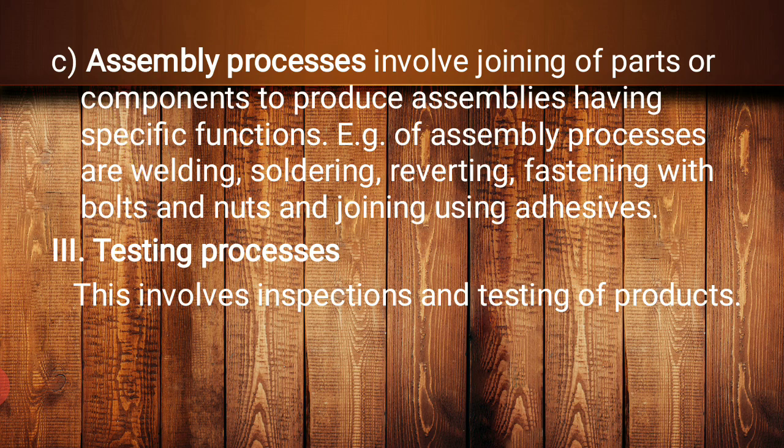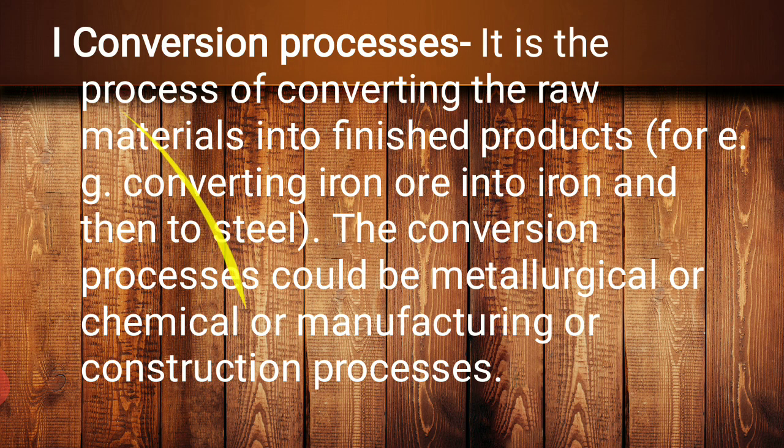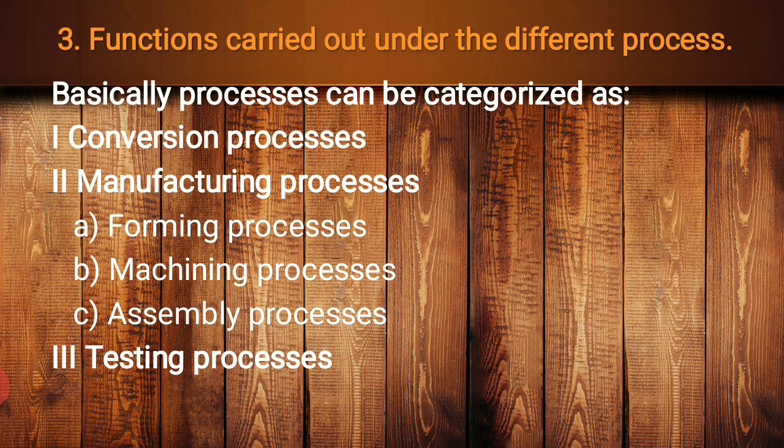See what we have done. I'll just try to make it clear one more time. We have done the functions, that if we say production process, then exactly what type of function we undergo, then we can say that we can categorize this process into three parts. It is conversion process basically, or manufacturing process, or testing process. Conversion means converting raw material into finished products. Manufacturing involves three things.